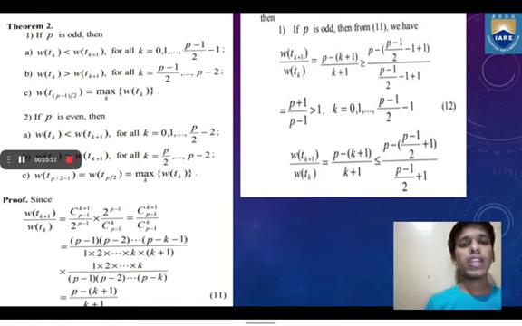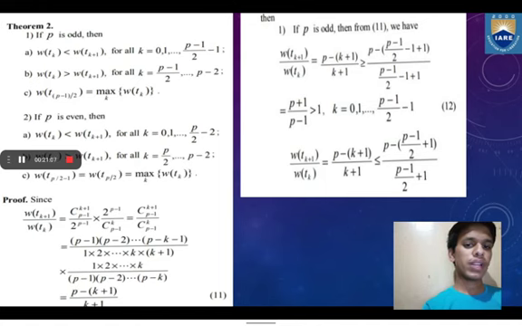And if p is even, then W(tk) should be less than W(tk+1) for all the values of 0 to p/2 − 2, and W(tk) should be greater than W(tk+1) for all the values of p/2 to p − 2, and W(t_{p/2−1}) is equal to W(t_{p/2}), that is the maximum of W(tk). And here we have the proof. We are going to prove it in a similar manner to the previous theorem, using the NCX formula.